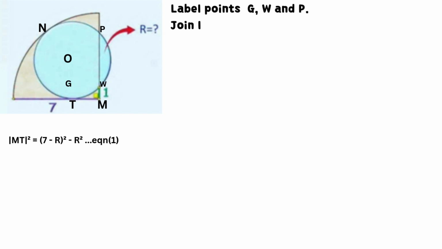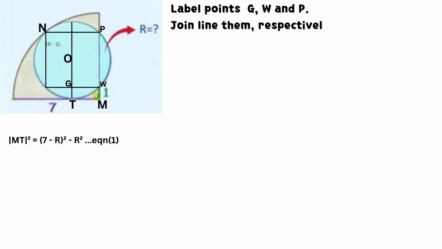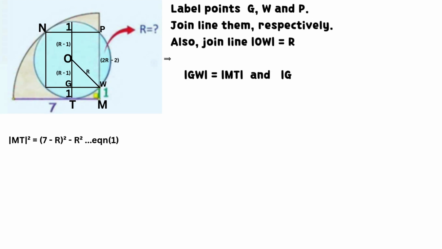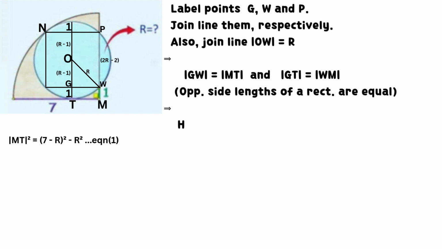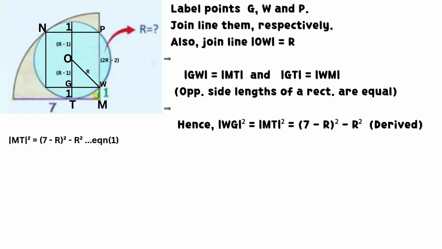Label points G, W, and P. Join them, respectively. Also, join line O, W equals R. It follows that line G, W equals line M, T, and line G, T equals line W, M. The reason is that opposite side lengths of a rectangle are equal. Hence, the square of line W, G equals the square of line M, T, which equals the square, in bracket, 7 minus R, minus the square of R.